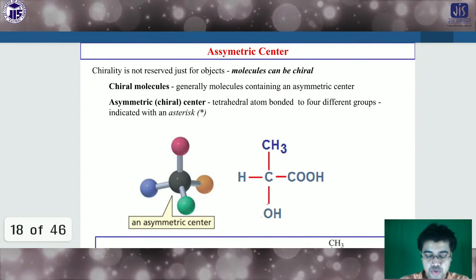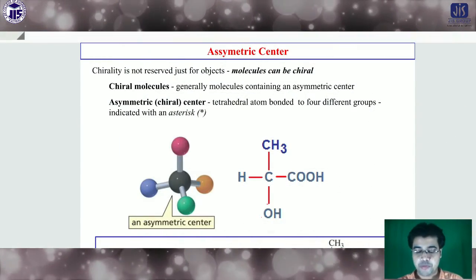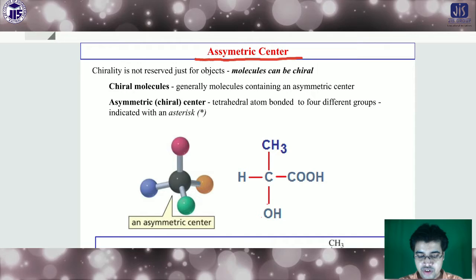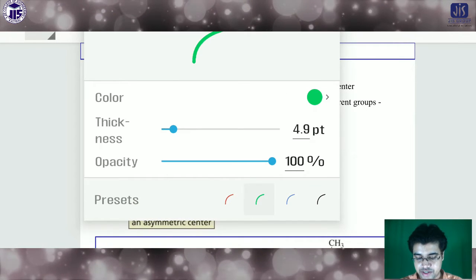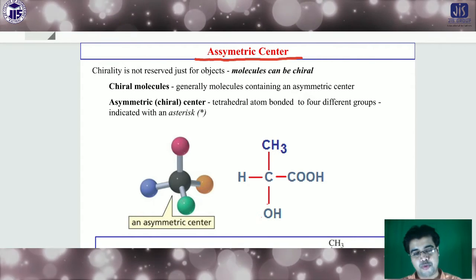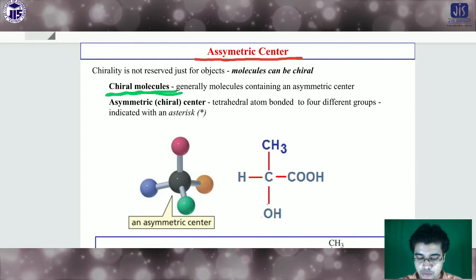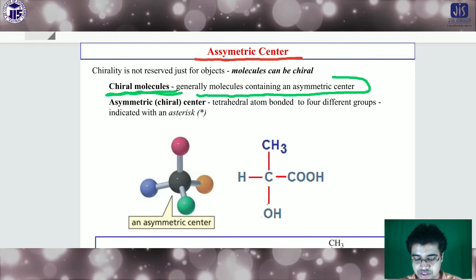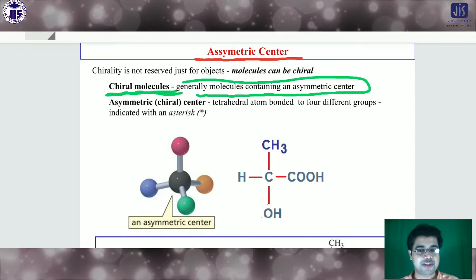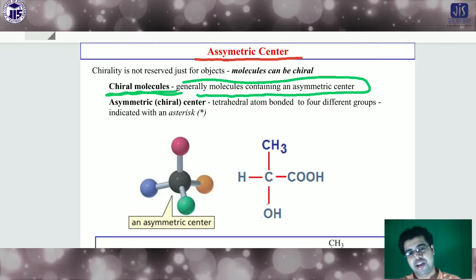Now come to the most important topic of stereochemistry, the asymmetric center. What is the asymmetric center, or how can we define it? Another term almost parallel to the asymmetric center is the chiral molecule. Generally, molecules containing an asymmetric center are called chiral molecules. That means the chiral molecule and the asymmetric center are very much interrelated. One molecule will be chiral when it contains one asymmetric center.